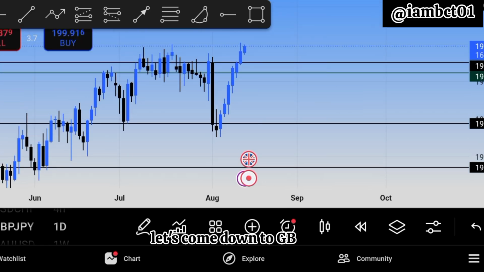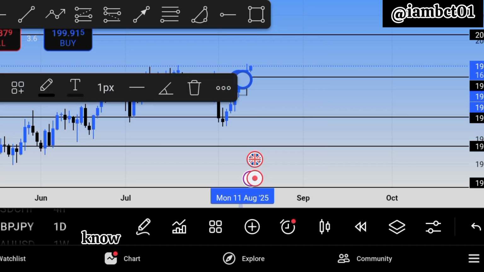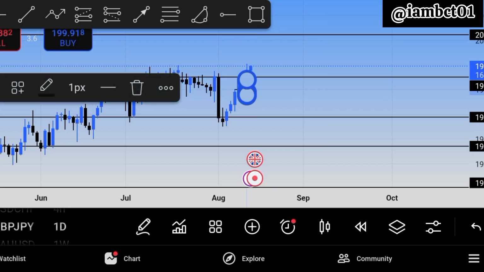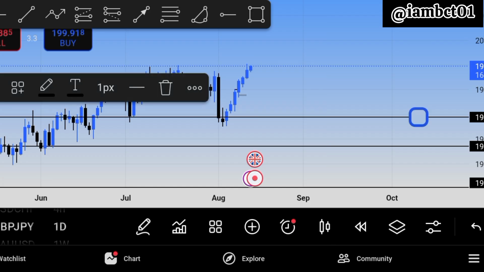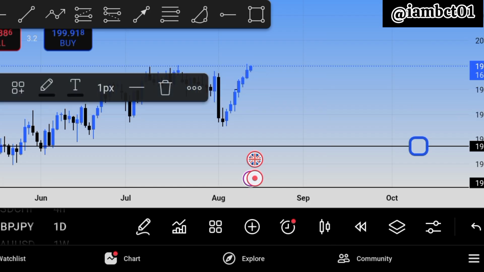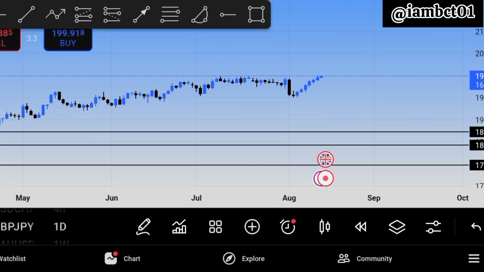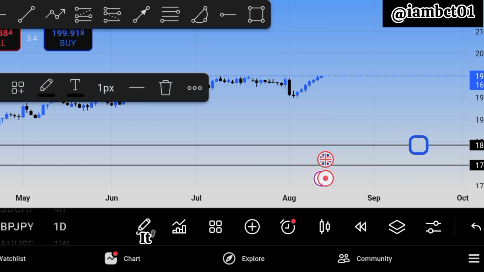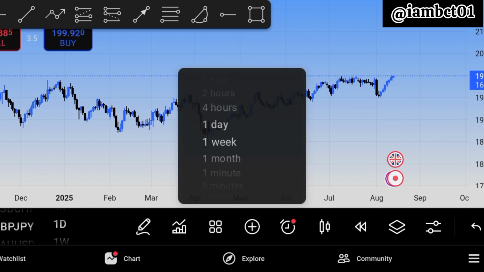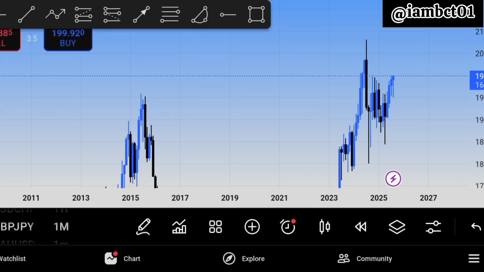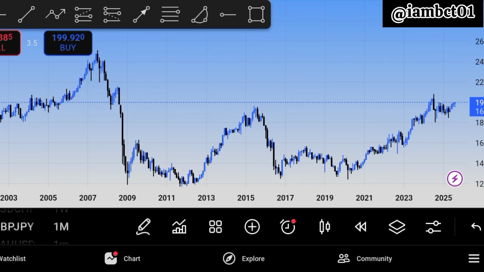So let's come down to GBPJPY. This month of August has been very dull, but we keep waiting, because rushing into the market and taking a loss is losing your money, because your money might not be there tomorrow, but the market will surely be there tomorrow. So let's start our highlighting.